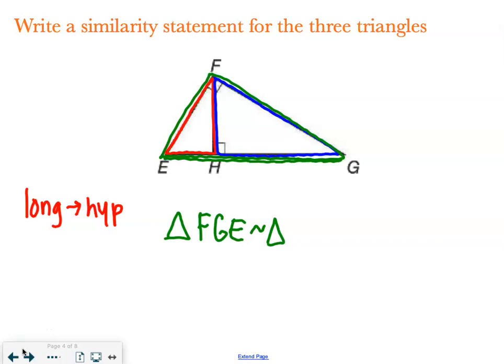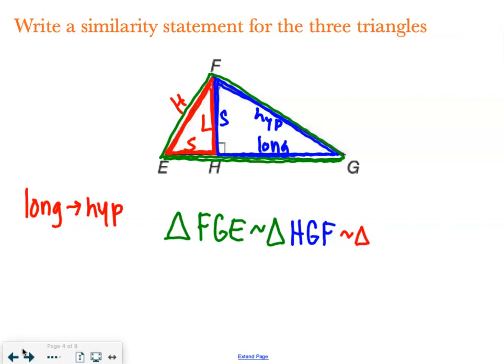I have to figure out which is my long leg out of these 3. Here's the long leg, here's the hypotenuse, and here's the short. So I'm going to have H, G, F. And then on our red triangle, if I label here, here's our hypotenuse, here's the short leg, here's the long leg. So if I start with my long leg, H, F, E. Remember those similarity statements, everything has to match. This way helps you guarantee that you are going in the right order.